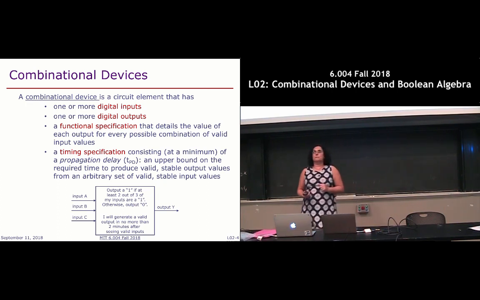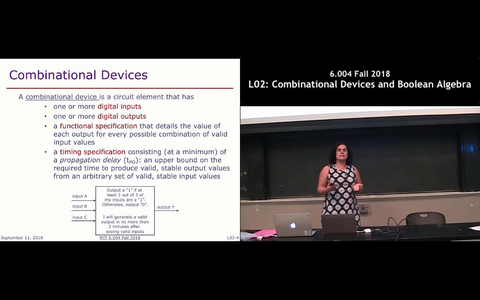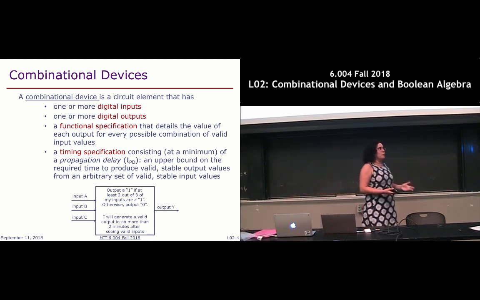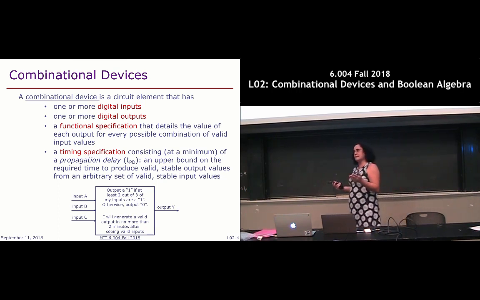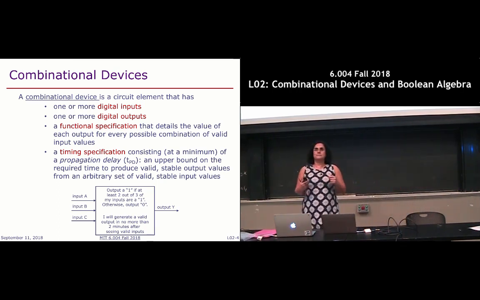And the last piece of information that we need is information about the timing. We need to know the worst case scenario of how long it's going to take from when we have valid inputs until our output is stable and valid. We call this the propagation delay, or the upper bound on our combinational device.